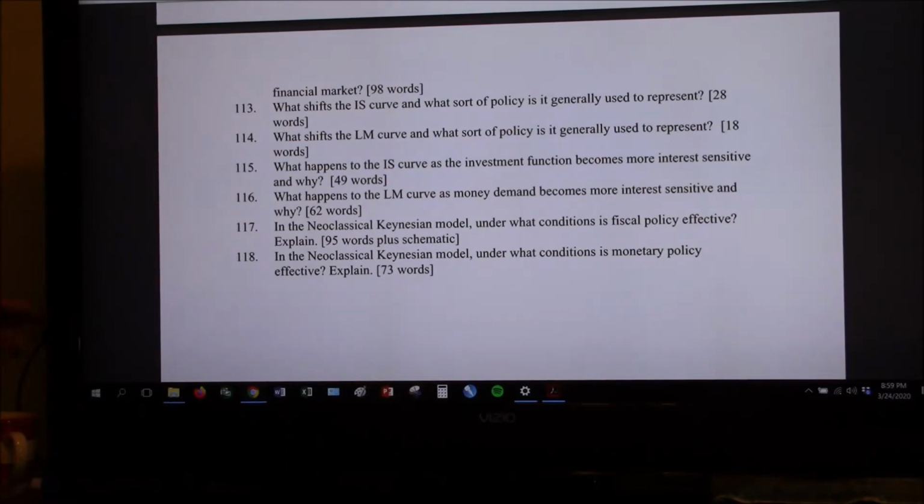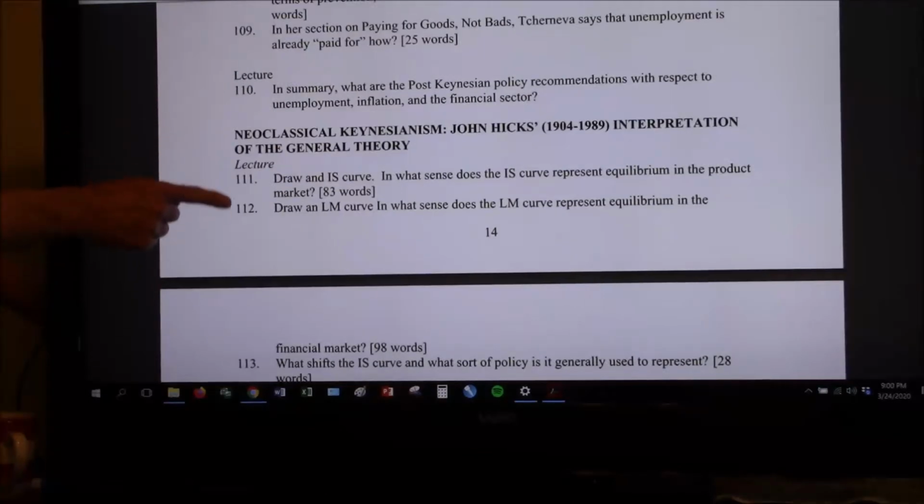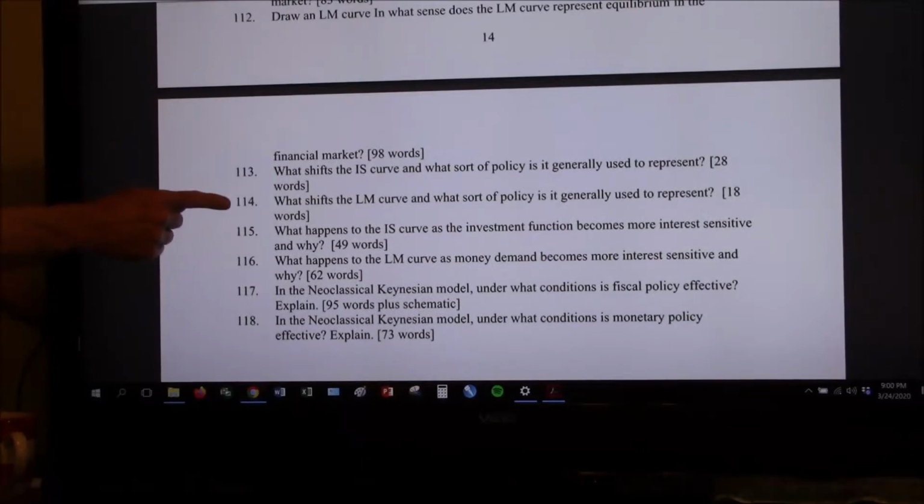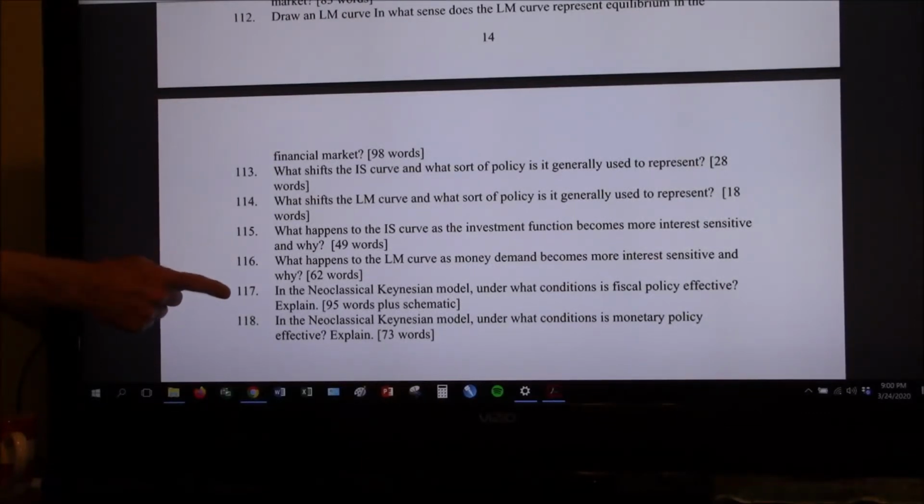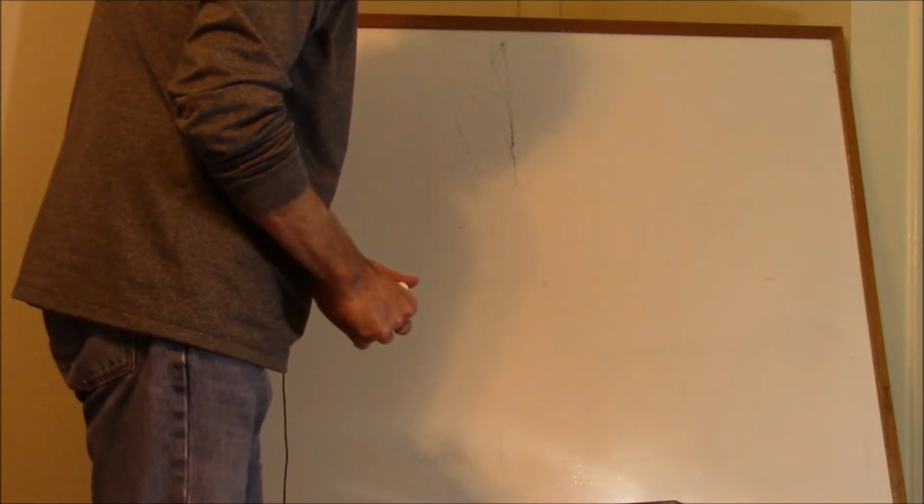All right. Let me go back up to the top here. Here we're explaining the two curves, IS, LM. What kind of policy do they represent? What determines the slopes? And then when are particular policies more effective? So these come in pairs, each of these last questions, one on IS and one on LM, though not necessarily IS first every time. So here's the next one. The next one is what shifts the IS curve and what sort of policy is it generally used to represent?